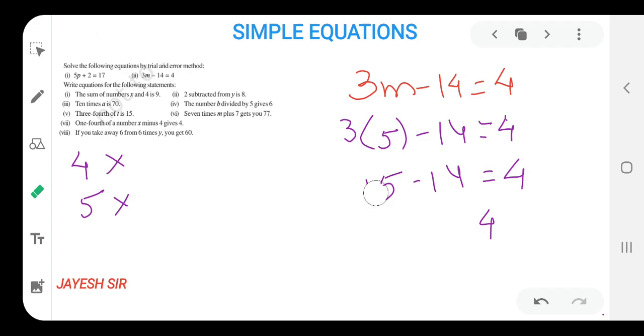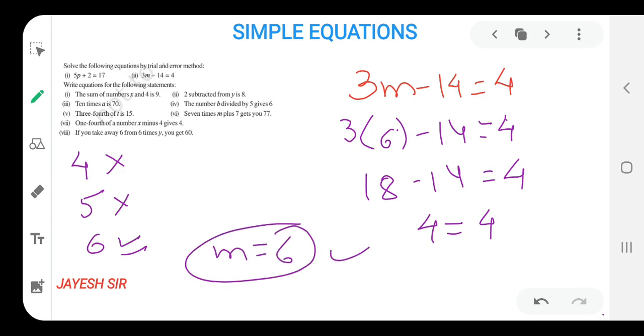So let us begin with the next by putting the value of variable m as 6. So I am putting the value of variable as 6. Now after putting the value of variable as 6, 3 sixes are 18. 18 minus 14 will result in 4. Yes. So after putting the value of variable as 6, that means m value is 6, it satisfies the equation and we are getting the correct answer. So the value of variable over here would be 6.